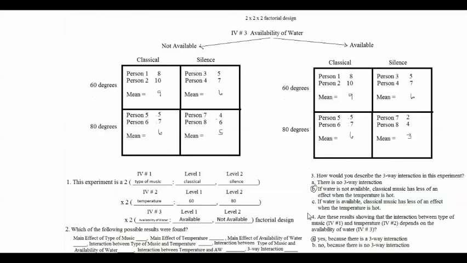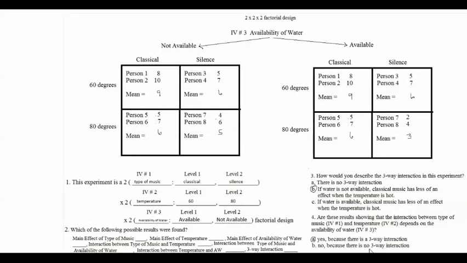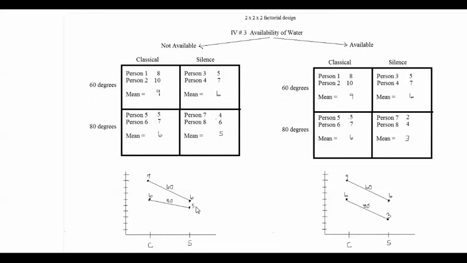And now it says, how would you describe the three-way interaction? We have to find out which of these is correct. Well, what this three-way interaction is showing is that when water is not available and it's 80 degrees in the room, people are getting dehydrated. And when they get dehydrated, classical music doesn't help their memory as much, because we can see that when water is not available and it's 80 degrees in the room, classical music only brings up recall by 1 point. We can see that right here. It only goes up from 5 up to 6. And we can see that in all of the other situations, classical music raises recall by 3 points.